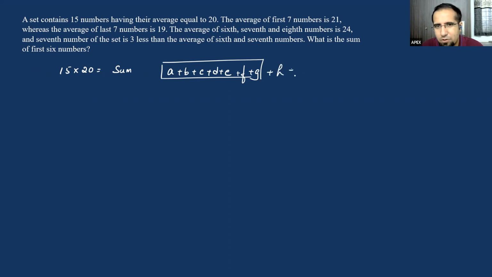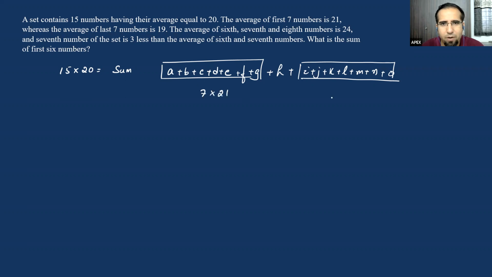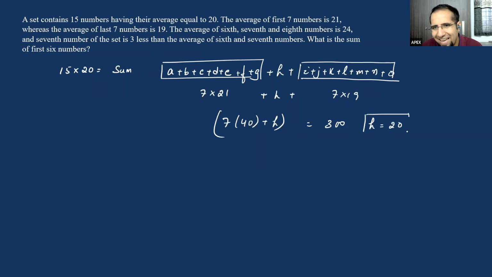The 8th number will be left out. I, J, K, L, M, and N, and O. So these are my last 7. I'm told the first 7 sum is 7 into 21 and the last 7 is 7 into 19. Clear? So if I add these two and plus H, what do I have here? This is 7 into 40 plus H, and as per the question, that should be equal to how much, guys? 300. So I would get the value of H is equal to 20. That is the 8th term, okay?